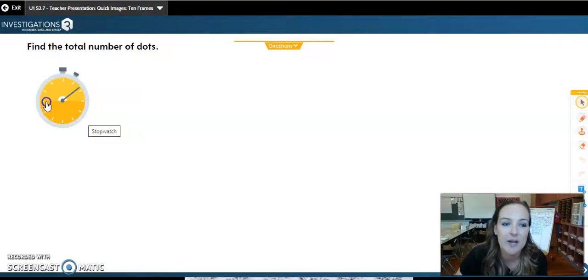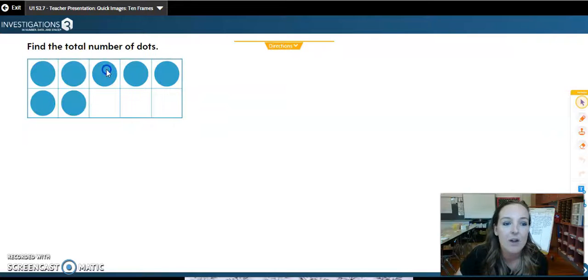Let me tell you what I did. So I know the top one, if it's all filled in, has 5. So I knew that was 5. I didn't have to count it. I already knew. So 5 on the top, and there are 2 on the bottom. So 5 plus 2, so 5, 6, 7. So there are 7 dots in this one.